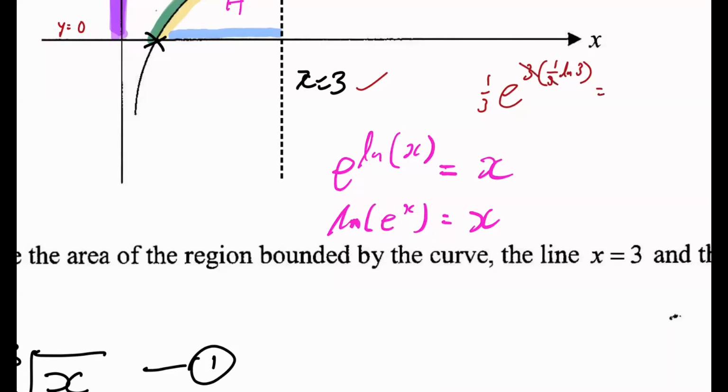3 and 3 cancel away, you're left with 1/3 times e to the power of ln 3. What's e to the ln 3? e to the ln 3 is 3. Very, very good. So 1/3 times 3 becomes a 1.